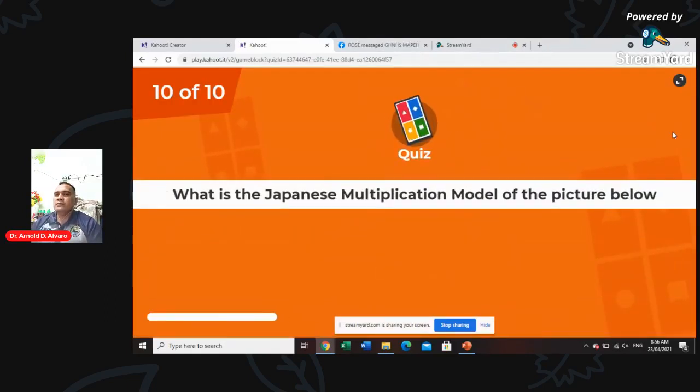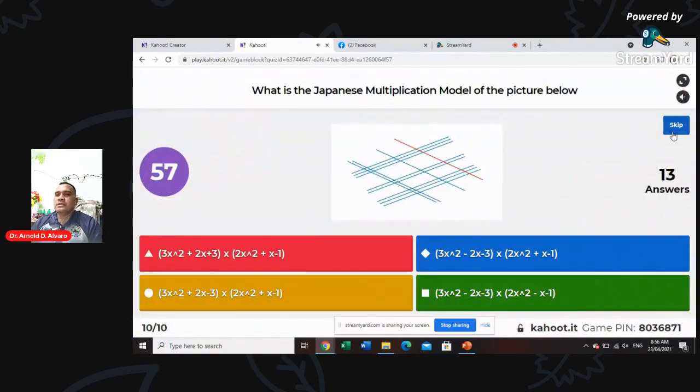Next, last question. What is the Japanese multiplication model of the picture below? Is it 3x squared plus 2x plus 3? Or 2x squared plus x minus 1? Or is it 3x squared plus 2x minus 3 multiplied to 2x squared plus x minus 1? Or is it 3x squared minus 2x minus 3 multiplied to 2x squared plus x minus 1? Or 3x squared minus 2x minus 3 multiplied to 2x squared minus x minus 1? Who would be the winner for this quiz competition?